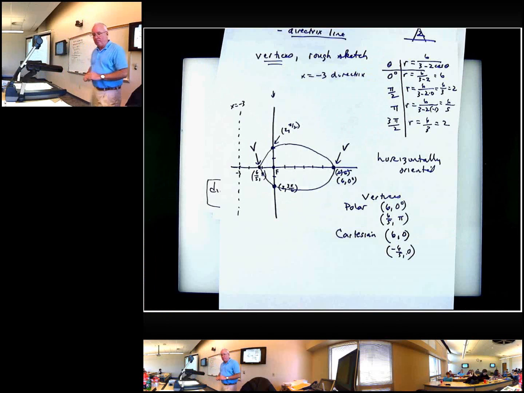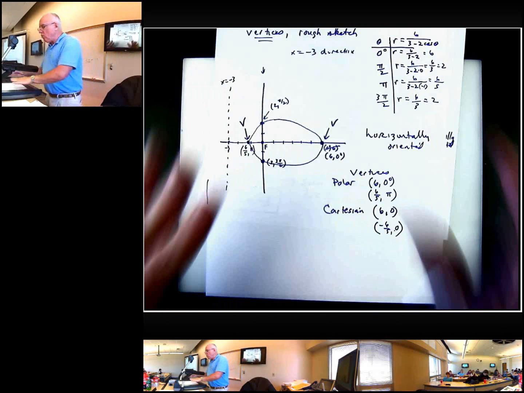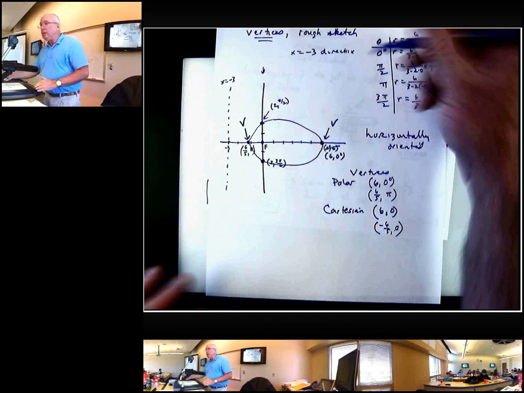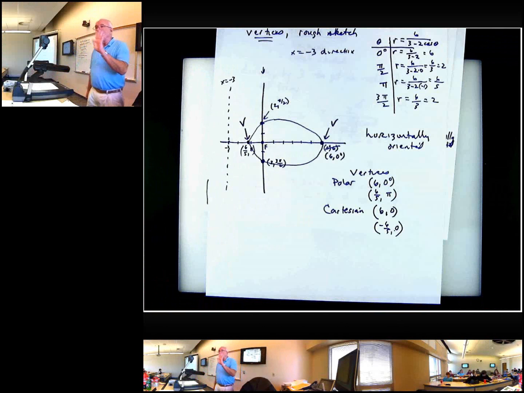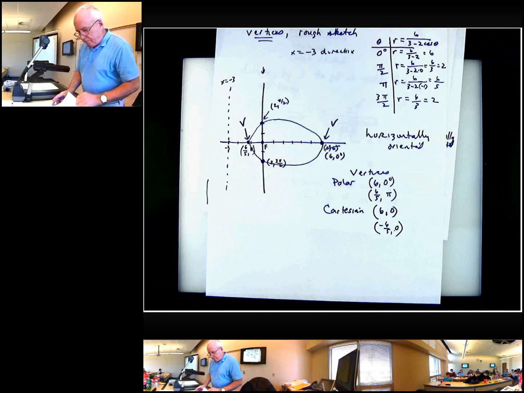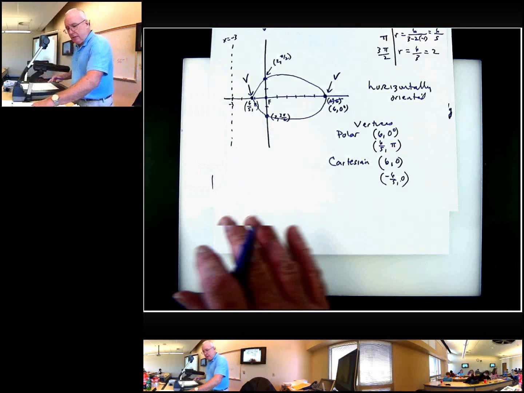All right. So by drawing the rough sketch, we definitely want to include at least the 4 major angles. We then can figure out what the vertices are. All right? Does that make sense? So you can kill 2 birds with 1 stone. All right. The last example then is the hyperbola.